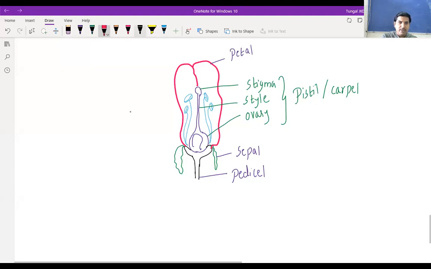On the other side, we call this the anther, and the second part is the filament, and both together we call stamen.